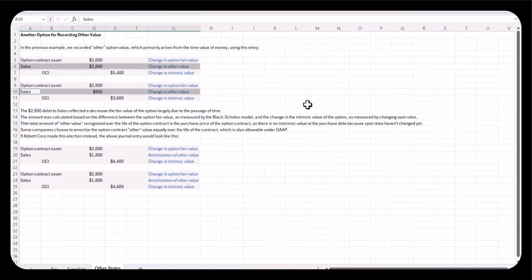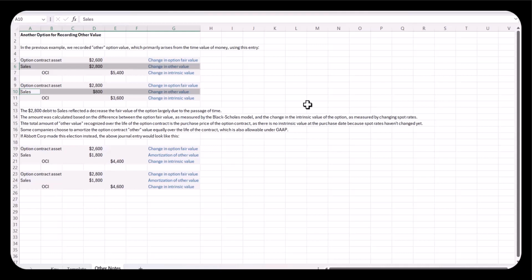That is the other value in total recognized over the life of the option, which also happens to be the option premium, because when you buy an option, no intrinsic value has happened yet since the spot rate hasn't changed at all. So all of the value of the option at the beginning when you purchase it has to do with the time value of money. What could happen? Who knows? That's why people buy an option, to protect themselves against that. So all 3,600 of that initial purchase price is considered other value.